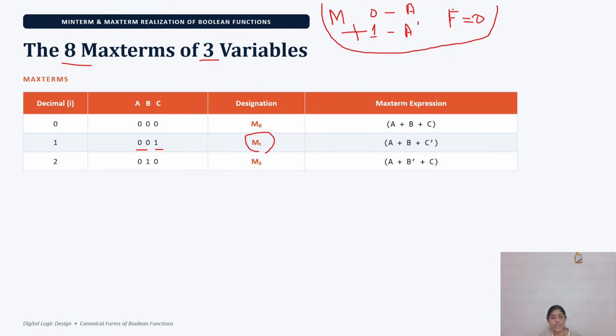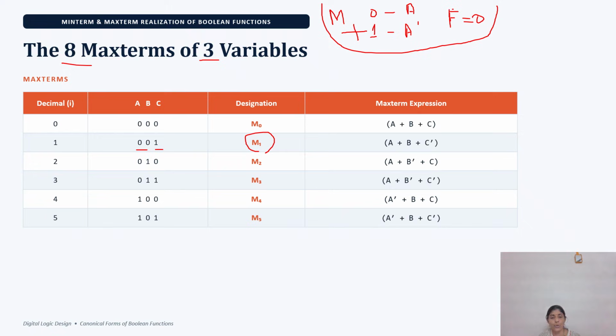So 2, 0, 1, 0, M2, A plus B dash plus C. 3, 0, 1, 1, M3, A plus B dash plus C dash. 4, 1, 0, 0, M4, A dash plus B plus C. And 5, 1, 0, 1, M5, A dash plus B plus C dash. 6, 1, 1, 0, M6, A dash plus B dash plus C.